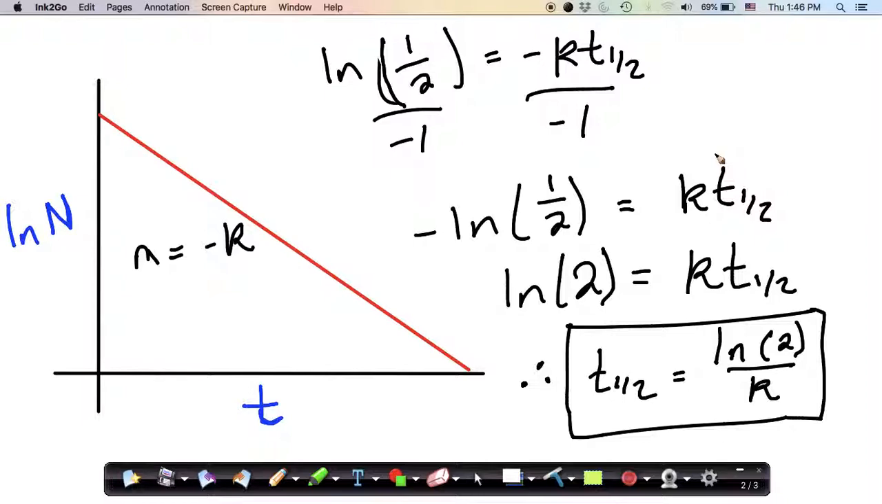Okay, so that's just a quick overview of some of the mathematics of radioactive decay. Hopefully this sort of clears up any questions you have about where the formulas come from.